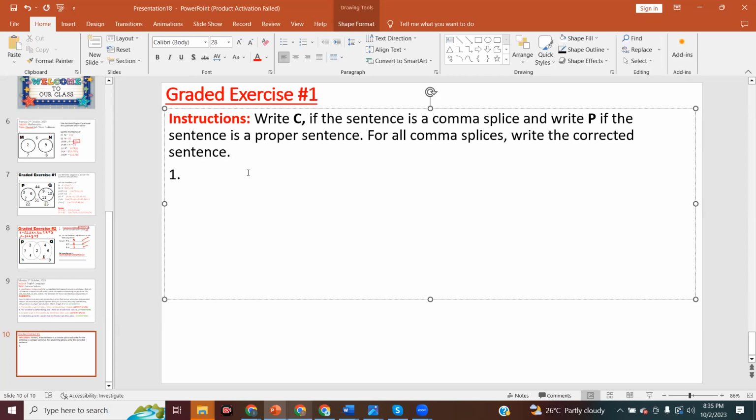Does that make sense? Yes. If we have to write it, do you want us to write the sentence wrong first and then write the correct one? I mean, obviously you have to write it first because then you have to write C for the comma splice. Understand? Yes. Good.